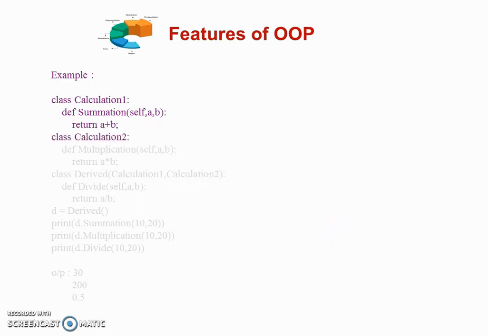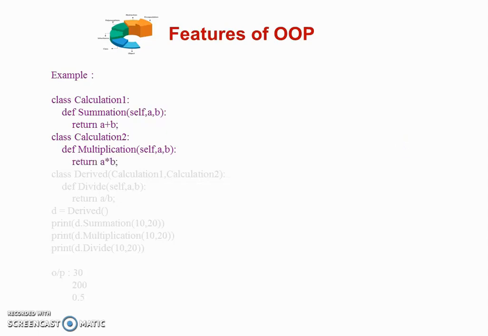Then class Calculation2, which is again a base class in which we define the multiplication method, which again contains the three parameters self, a and b. As we know, we pass three parameters, but in actual it takes only two values, because for the self parameter we need not pass any value, it is passed automatically in Python. So we have to pass only the parameters a and b.